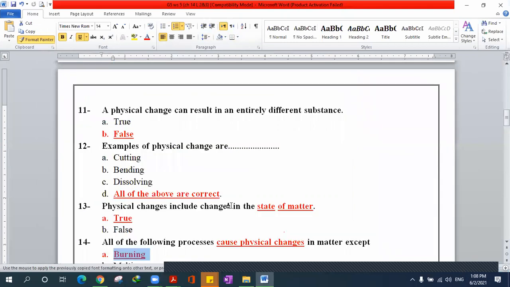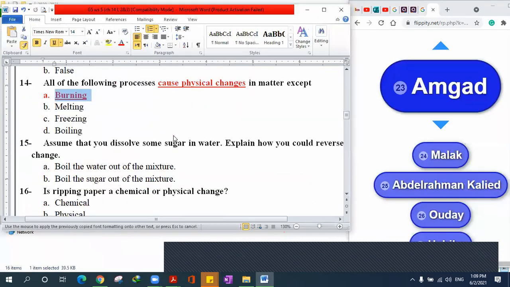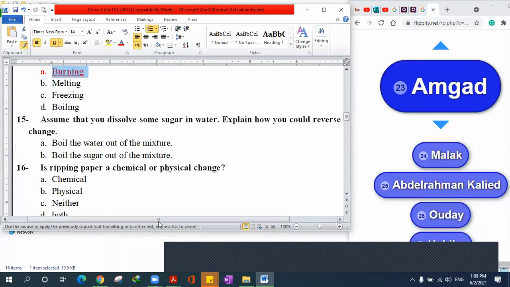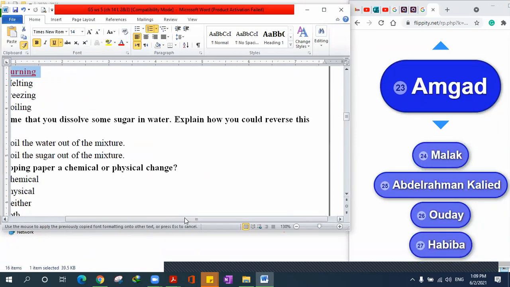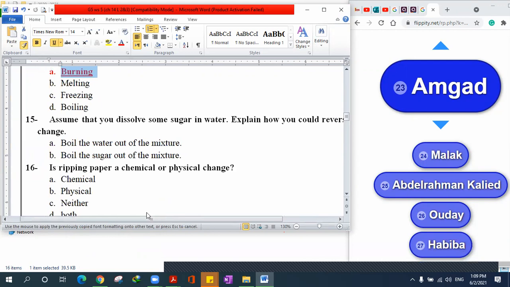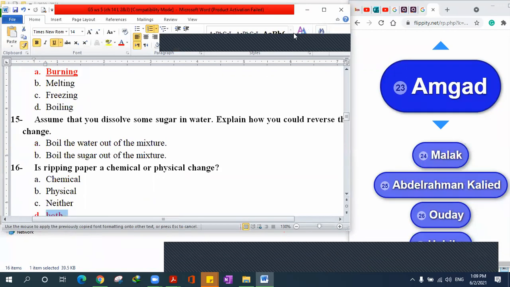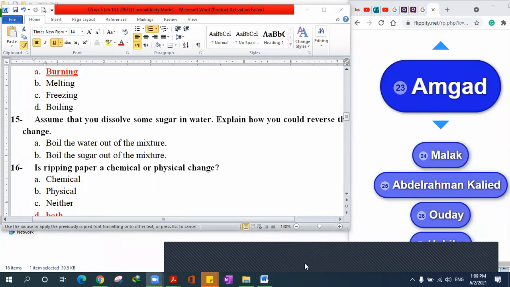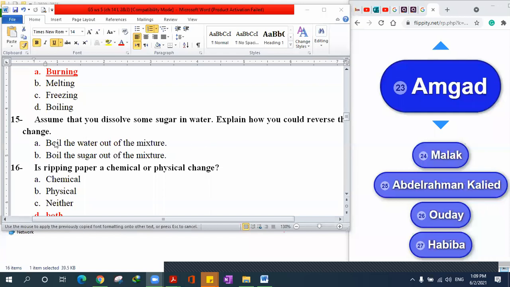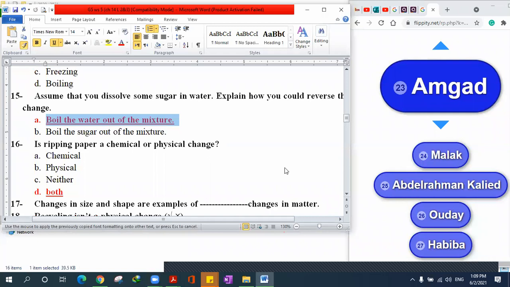Assume you dissolve some sugar in water. Explain how you could reverse this change and how you can get everything back to its normal shape. Boil the water and turn it to gas. Yes, boil the water out of the mixture. Well done. Thank you so much.